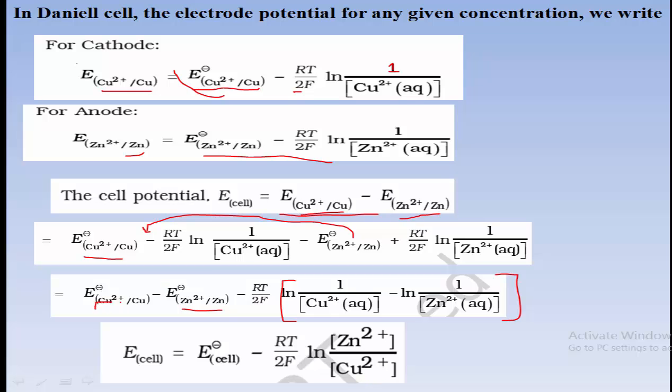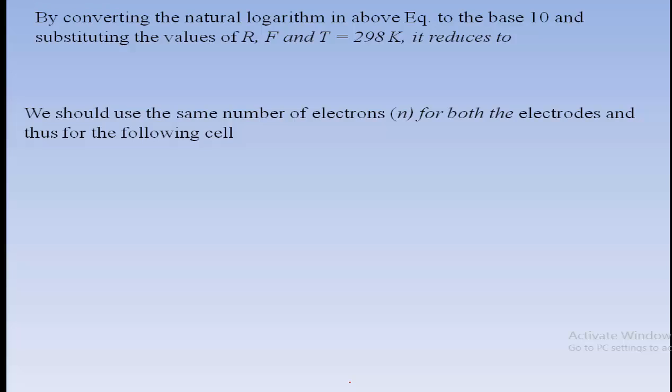And here E Cu plus 2 bar Cu and the standard electrode potential of Zn is nothing but what? E cell. Okay, that is E naught cell. Here standard electrode potential values are taken. So standard electrode potential minus RT divided by 2F ln Zn plus 2 bar Cu plus 2. Okay, so this is the formula to find the electrode potential or cell potential or EMF of this cell, that is Daniell cell.